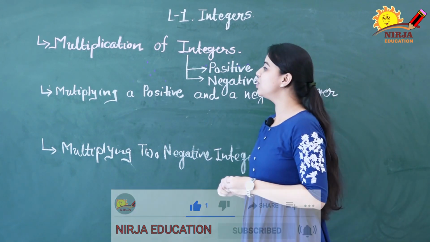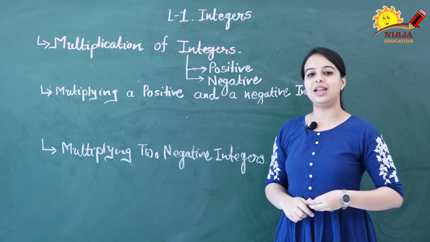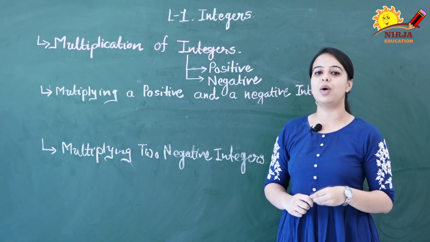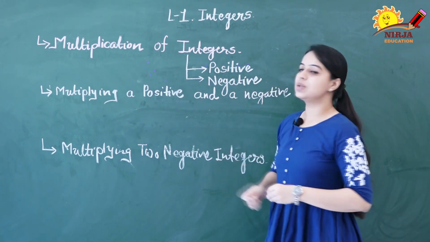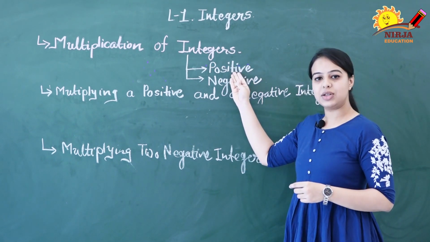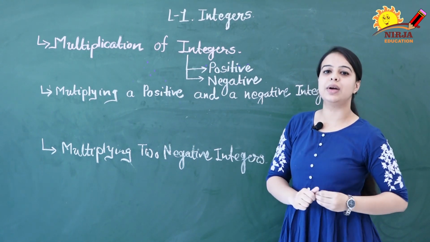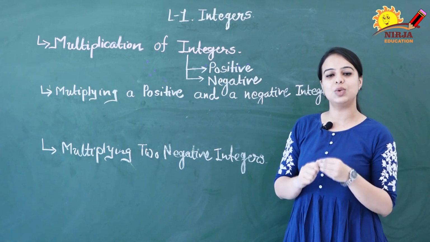So today we are going to discuss multiplication of integers. If you have seen the previous parts of this chapter, in that we had a discussion about how to add and subtract integers, and now we are going to see how to multiply integers. Integers can be either positive or negative. Let's see what happens if we multiply the various kinds of integers together.